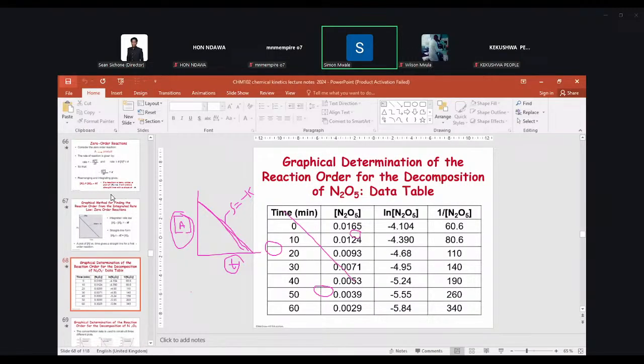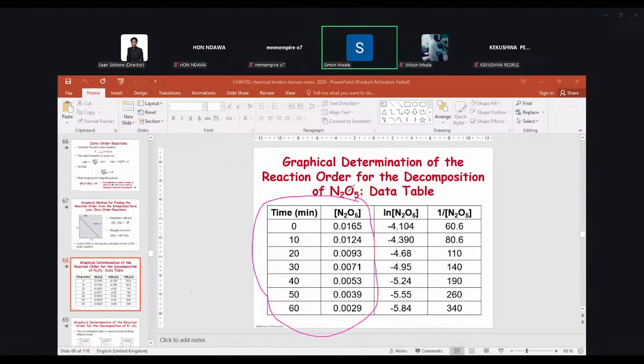here is just another set of data. Suppose you are given this data, time and concentration for the decomposition of N2O5. Then a question is asked, can you determine the order of this reaction? The order of this reaction. So you need to draw graphs, not one graph, but graphs.